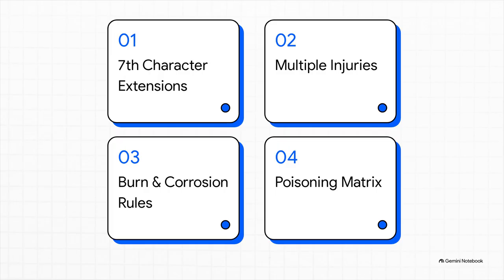First up, we're decoding those crucial 7th character extensions. Second, we'll tackle the strict CMS sequencing rules for multiple injuries. Third, we're breaking down burn and corrosion staging. And finally, we will conquer the poisoning table matrix.